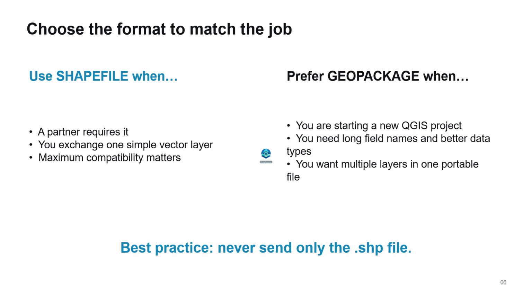So, when should you use a shapefile? Use it when a client, authority, or legacy workflow specifically requests it, or when you need to exchange a simple vector layer with very broad compatibility. For a new QGIS project, GeoPackage is often a better default. It is an open OGC standard built on SQLite. It can store multiple vector layers and other content in one portable file, and it avoids many of the attribute limitations of shapefiles. The practical rule is simple. Understand shapefiles because you will encounter them everywhere, but choose a modern format when your workflow allows it.